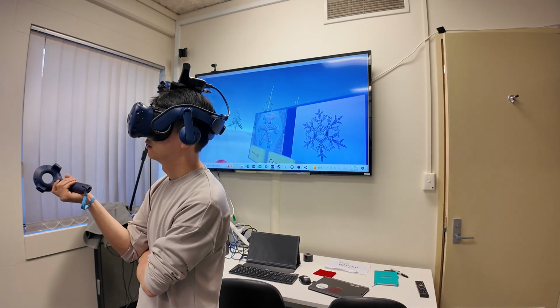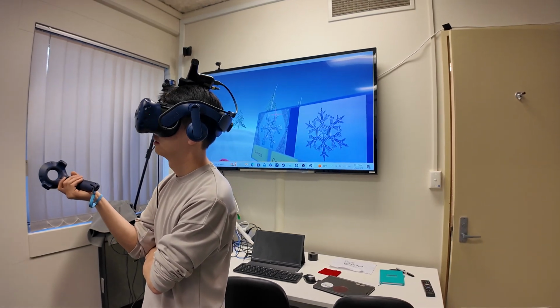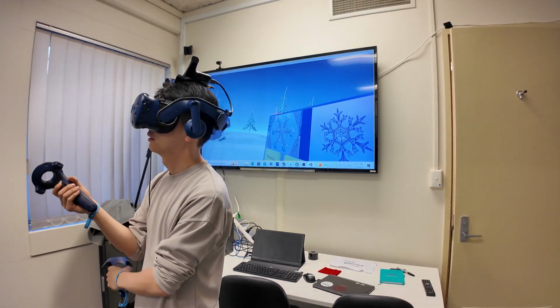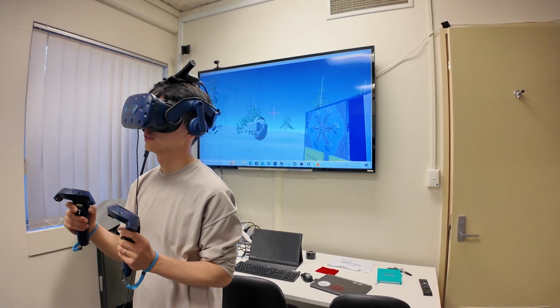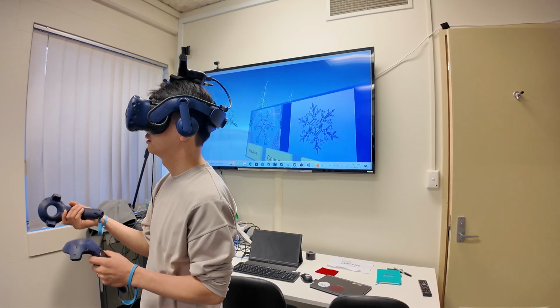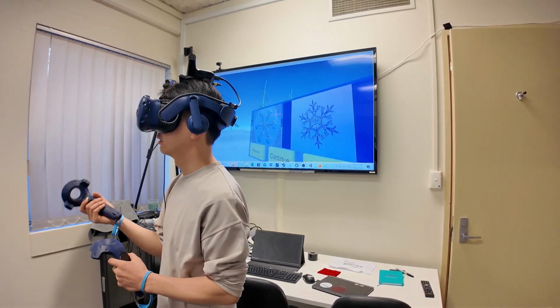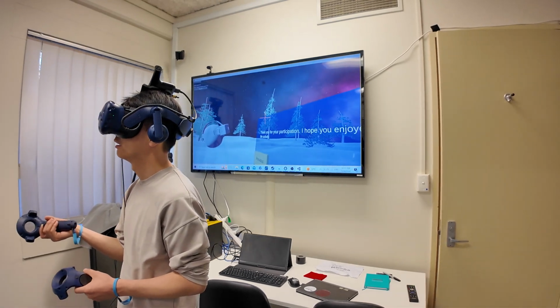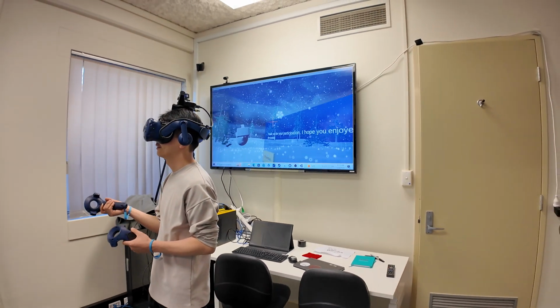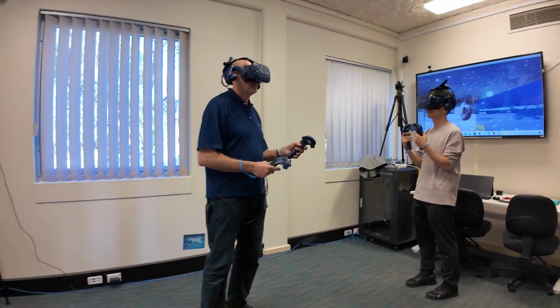Yeah, but the only thing we will need is the controllers, because Meta 3 just works with hands, right? No, it does have controllers. Oh, so we can try. Okay, so that's the end of the activity. Oh, thank you. It's good.